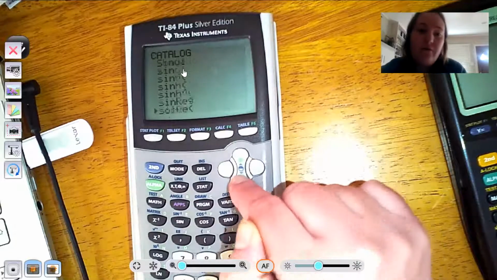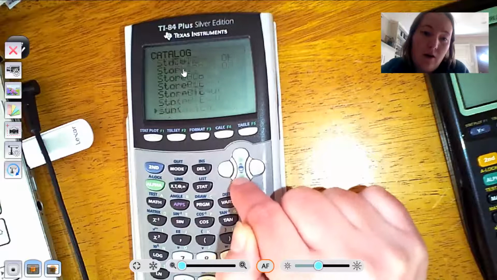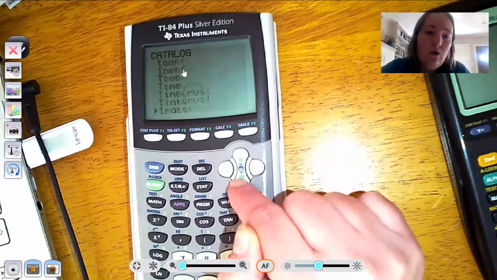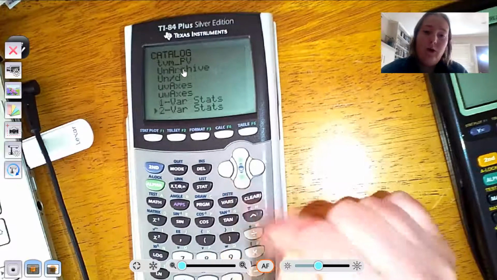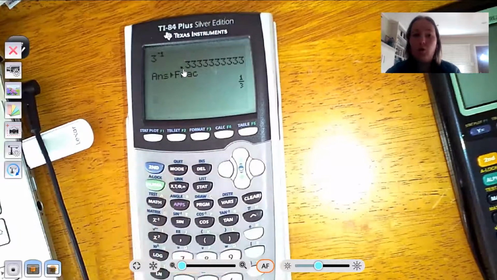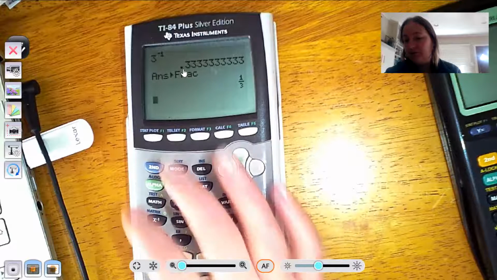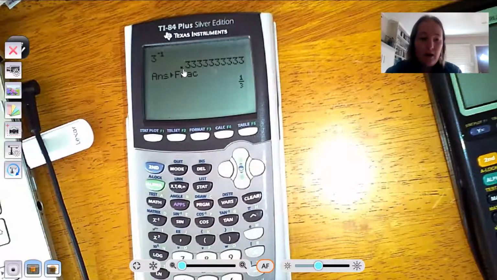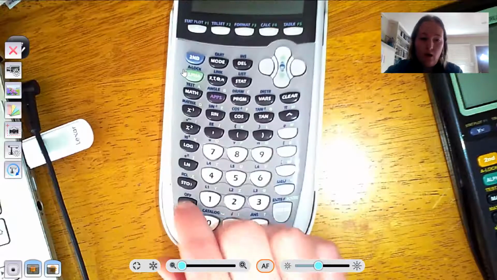So there's lots of different functions that this calculator can do. We are only going to scratch the surface. Again, to exit, second, and the mode button will give you quit. And then second and the on button will give you off.